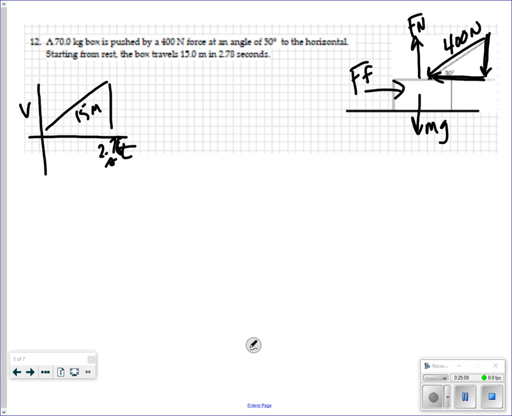2.47, 2.78. Ugh, of course not. So we have to do extra. We have to do extra, but it shouldn't be that hard, right? We want to get to the acceleration there. That's going to be the piece that we need.